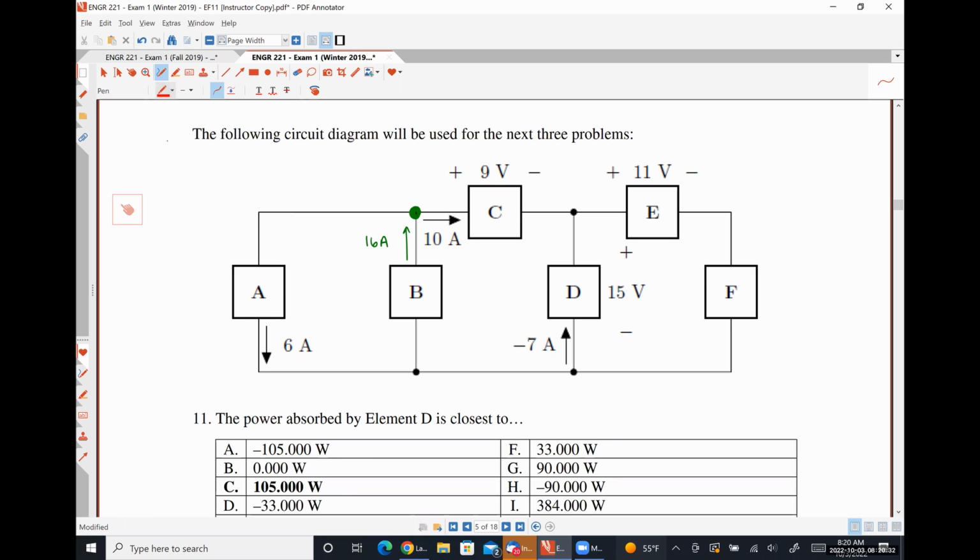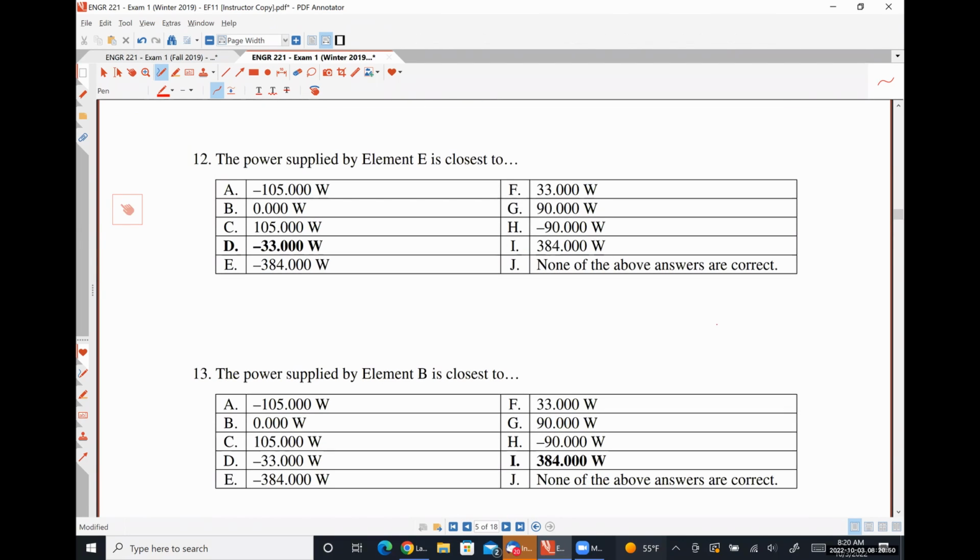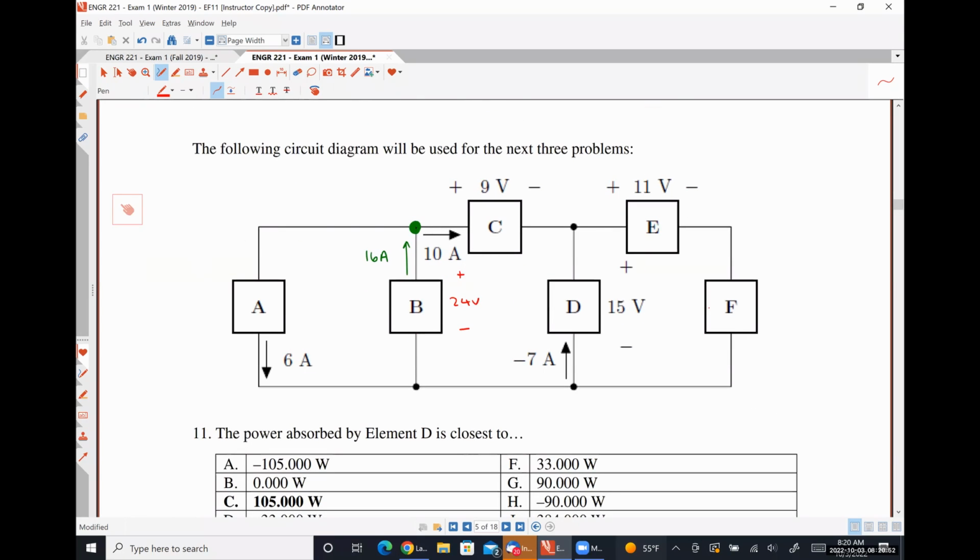My voltage drop, so let's see how that's going to be. I have a 9-volt drop with the same polarity as a 15-volt drop. So 9 plus 15 is 24. So I'm going to have a 24-volt drop with this polarity. And I want power supplied. So 16 times 24 is the power supplied because the current's flowing into the negative polarity terminal. So done.